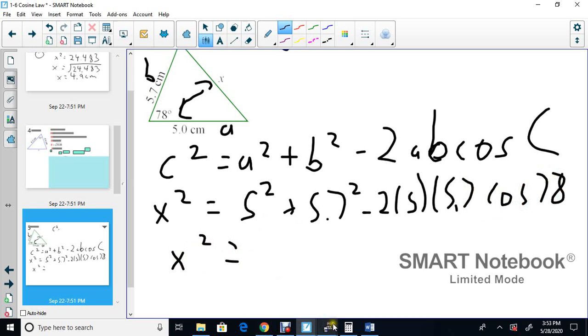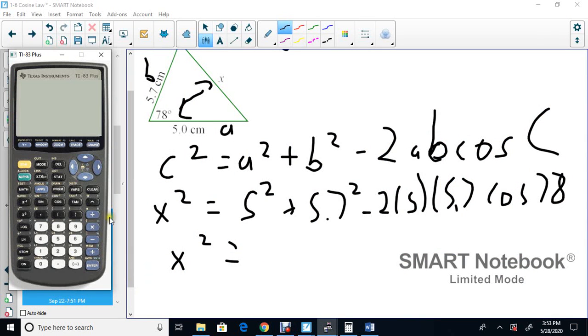So let's go to the calculator. I'll do it in both calculators really fast this time, to make sure I got the right answer. I'm going to turn this one on. 5 squared plus 5.7 squared, put the point in there, minus 2 times 5 times 5.7 times cosine of 78. Now instead of those times, I'm sure you can use brackets. Hit equals: 45.639.